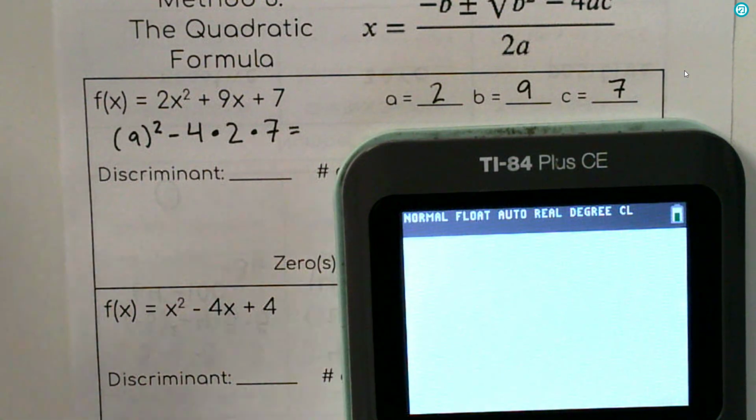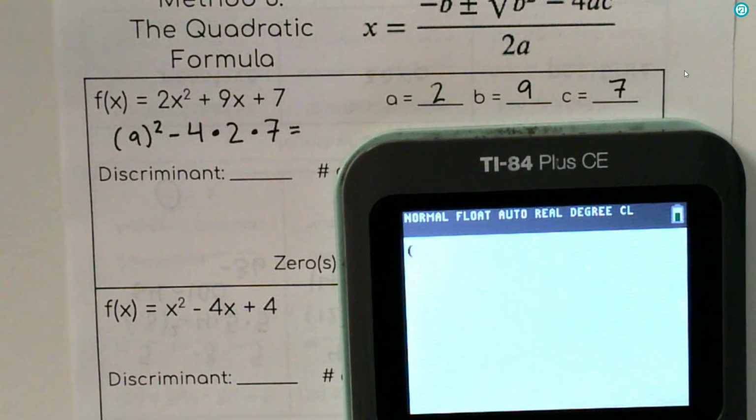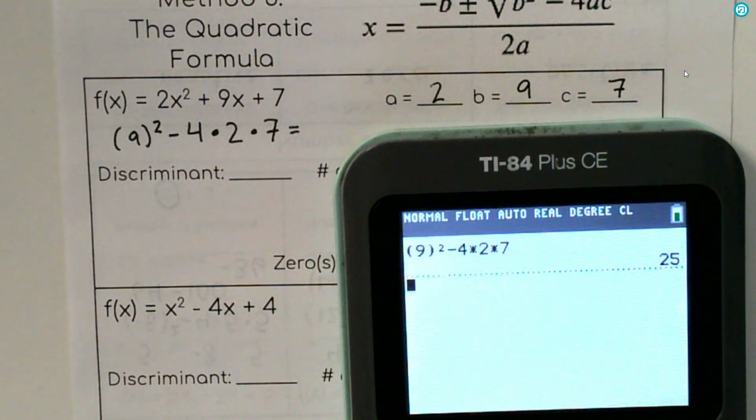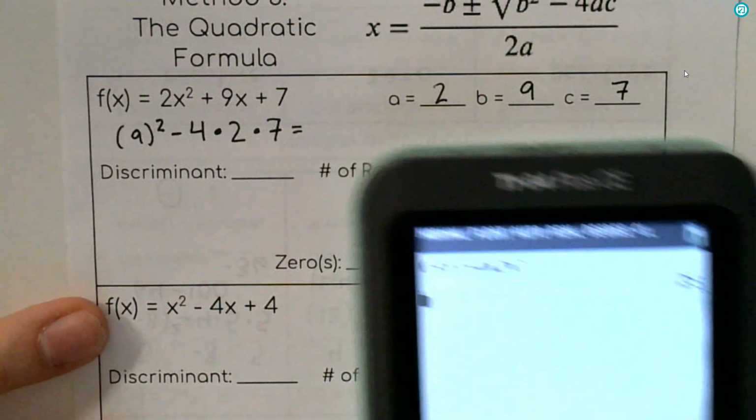And we can either do that piece by piece. So 9 squared would be 81. 4 times 2 is 8. 8 times 7 is 56. And I have to do that in my head. It's a lot. Or I can just plug it into my calculator. 9 squared minus 4 times 2 times 7. And I get 25.